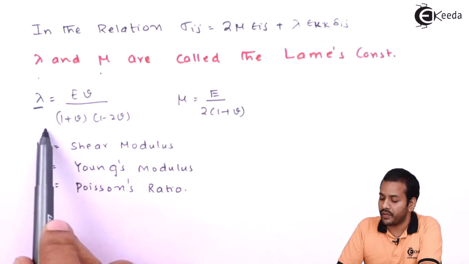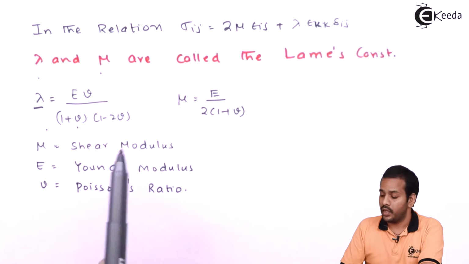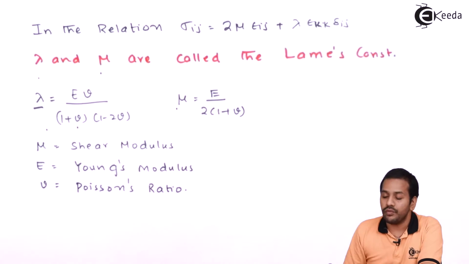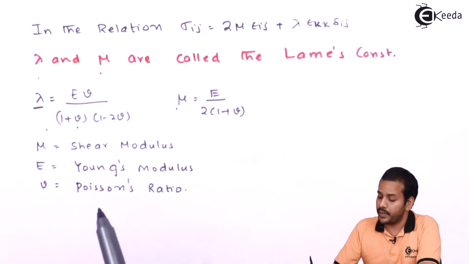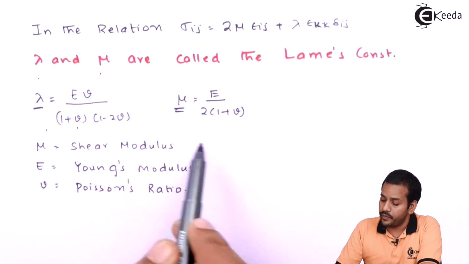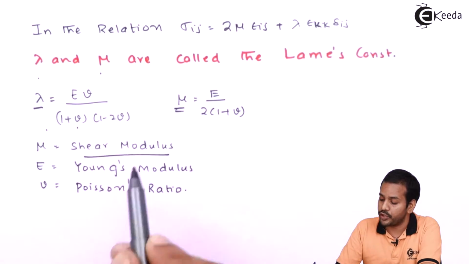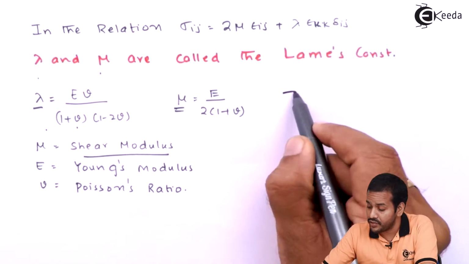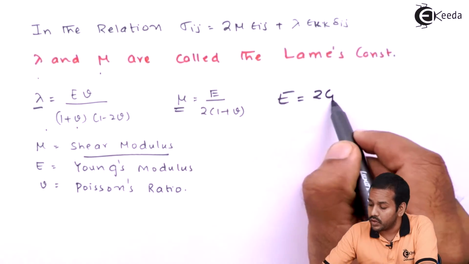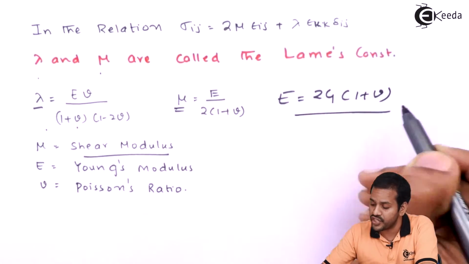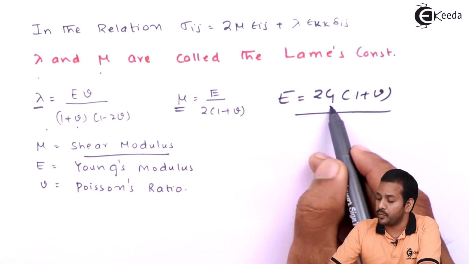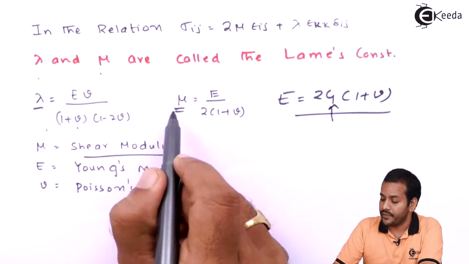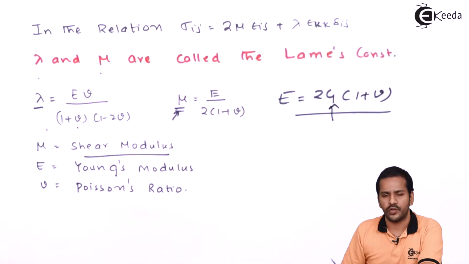So lambda and mu are called the Lame constants, and they can be given as lambda equal to E nu by (1 plus nu) into (1 minus 2 nu), and mu is nothing but E by 2 into (1 plus nu). If you remember, mu is nothing but the shear modulus, that is our famous relation E equal to 2G into (1 plus nu), where we usually represent the rigidity modulus with G, but here that will be mu. So G and mu both are the same.